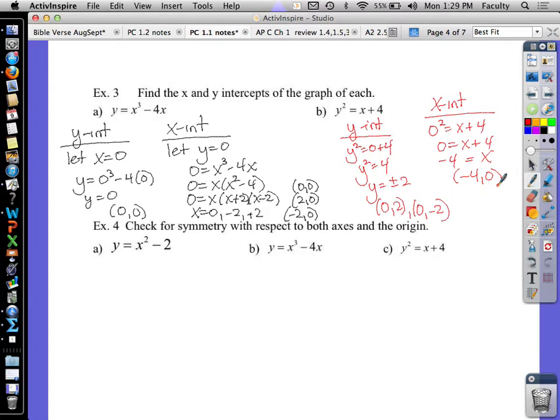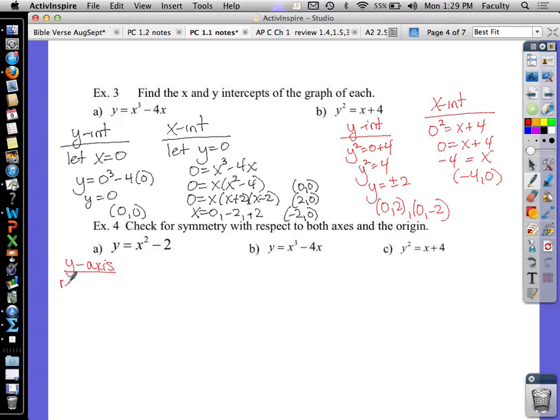Example 1, 2, 3 are review. Now we're finally going to do something new in example 4. It says check for symmetry with respect to both axes and the origin. So what I need to do is I need to explain to you what y-axis, x-axis, and origin symmetry, what that is.